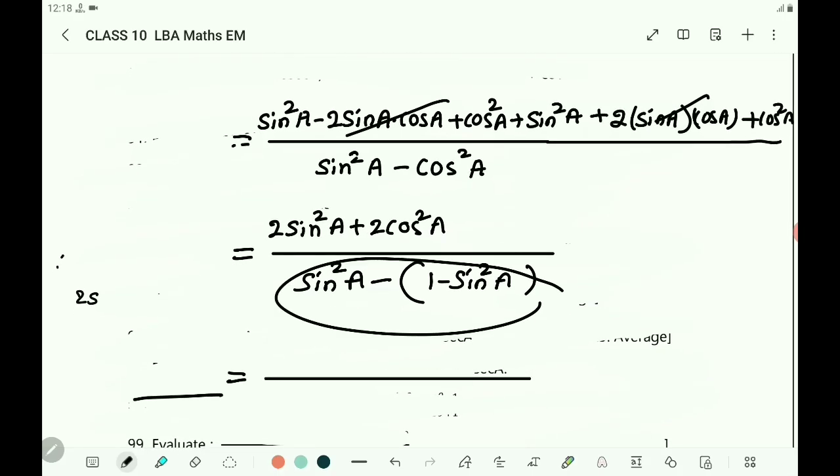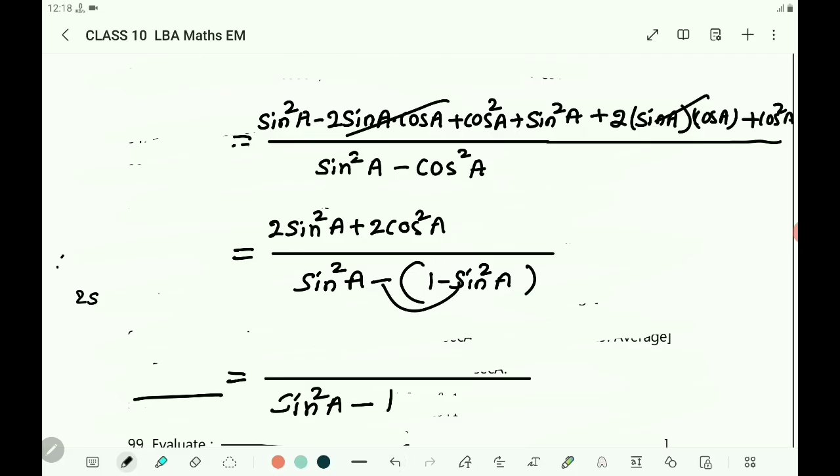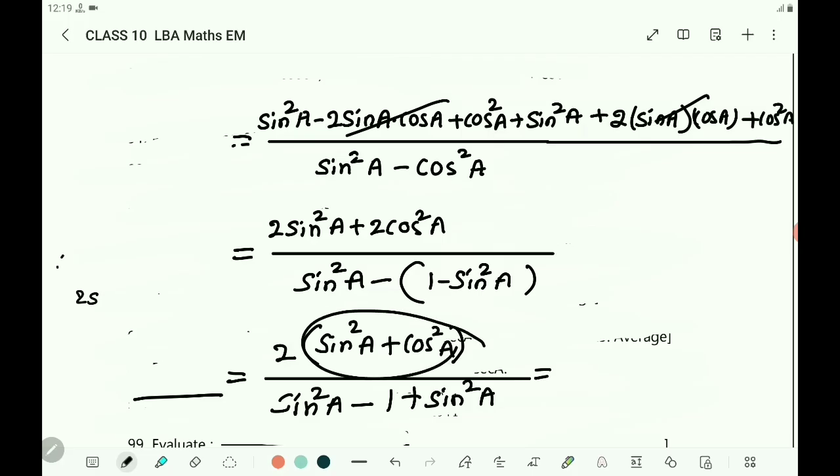open the bracket in the denominator, write sin square A as it is, minus, it becomes minus 1, minus of minus plus sin square A. Here you remove 2 common. In the bracket, write sin square A plus cos square A equals, sin square A plus cos square A is 1.